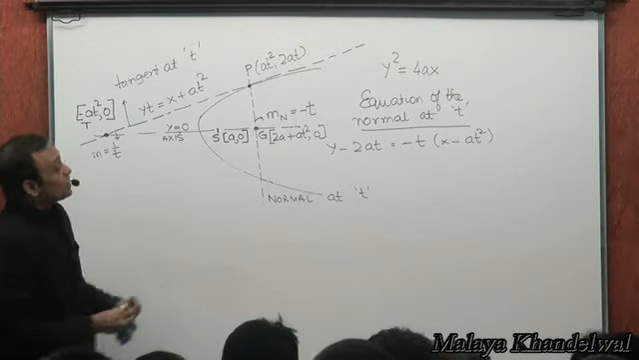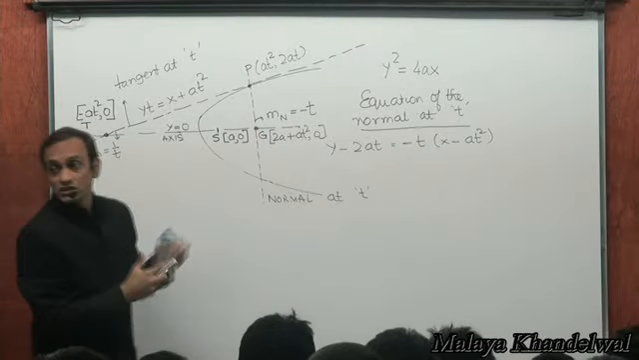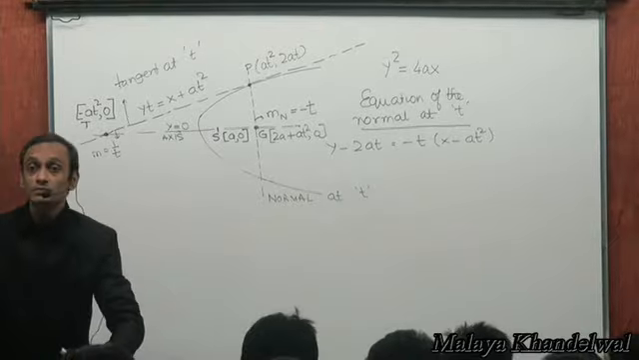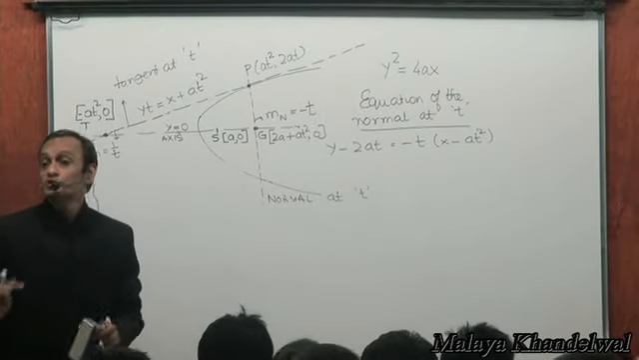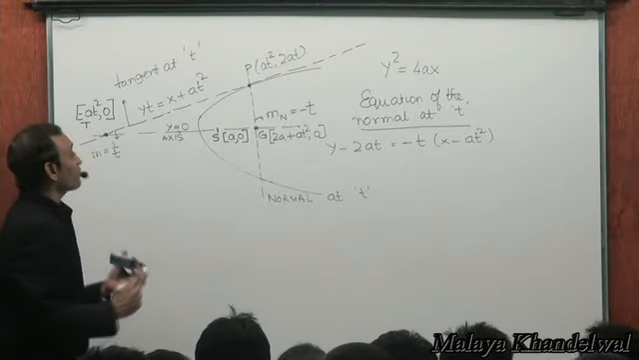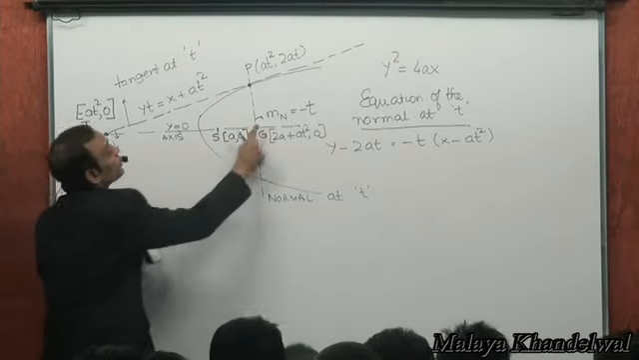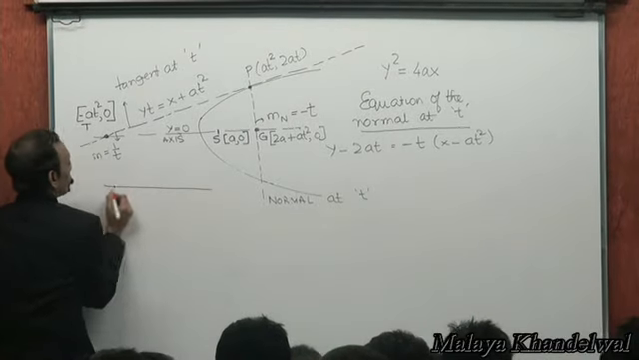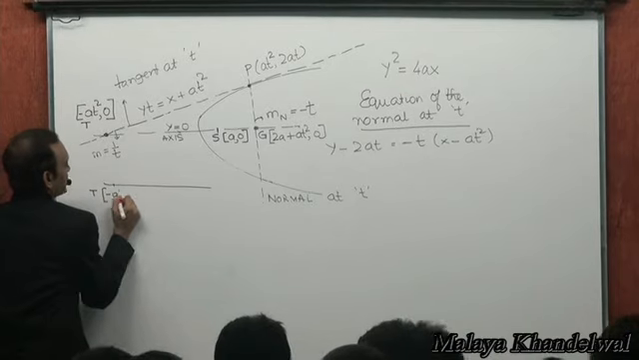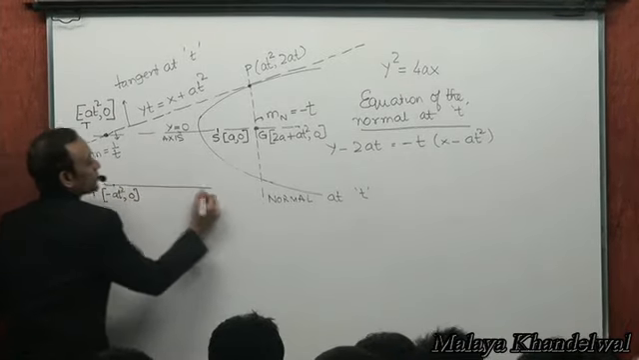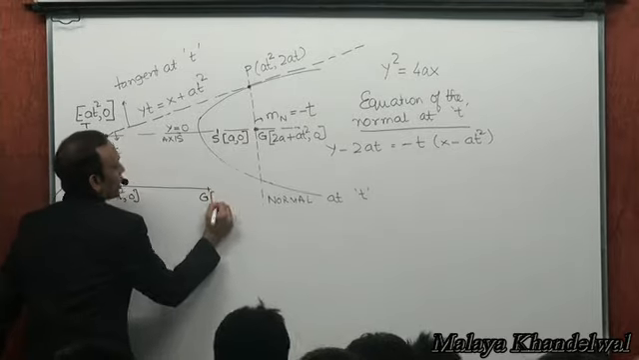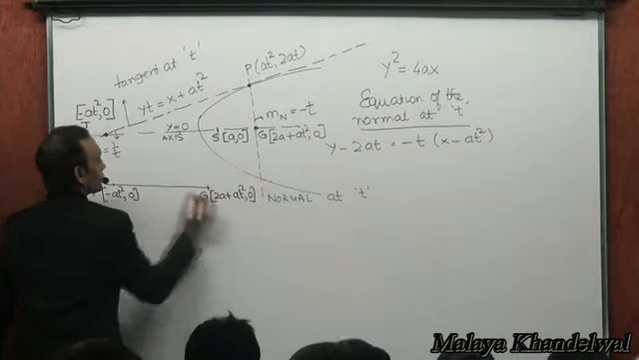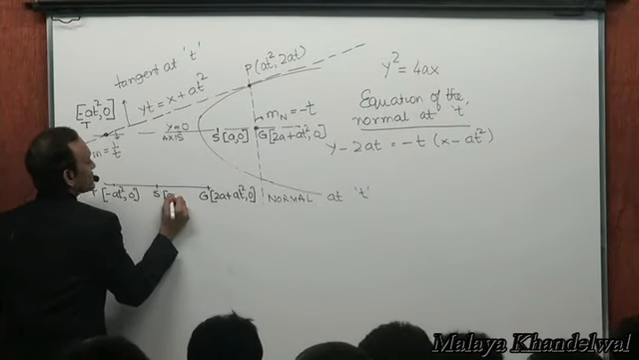Right? G is the point where the normal intersects the axis. T is the point where the tangent at the same point intersects the axis. Do you observe clearly from here one basic fact, that S is the midpoint of TG? Check that out, please. This point T is (minus at squared, 0). This point G where the normal intersects is (2a plus at squared, 0). The focus S is (a, 0).